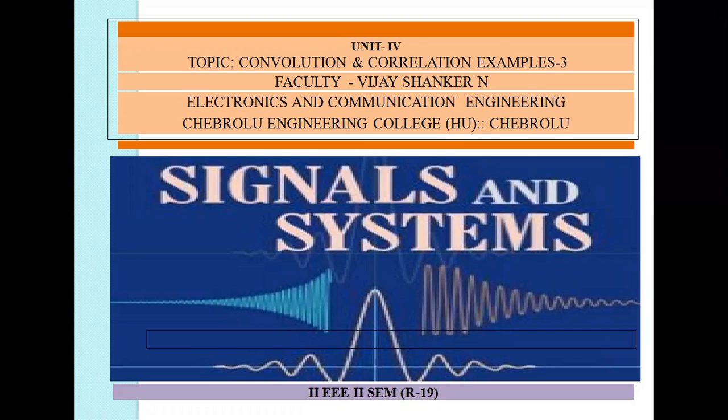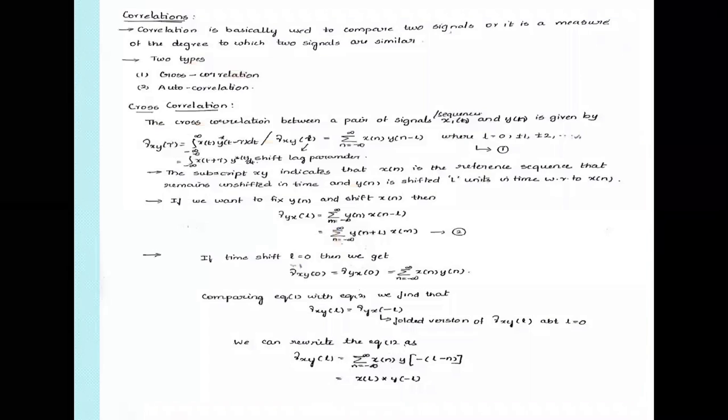Today, we are going to discuss the correlation examples. So, what are the different types of correlations? Briefly about the correlation, and we can discuss some examples in autocorrelation and cross correlation. See, correlation is basically used to compare two signals.